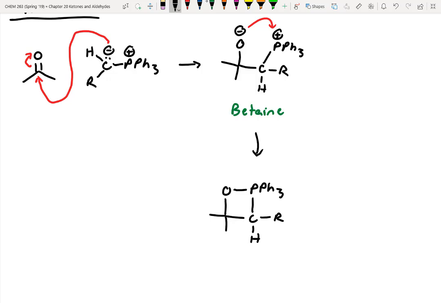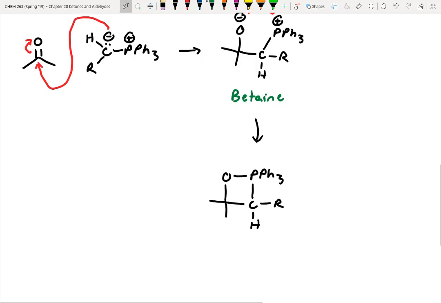People look at this and they're like, isn't that unstable? Yes, it is unstable. Just like I said, I like people to know the names of these intermediates in case they run into them. This is called an oxyphosphatane.